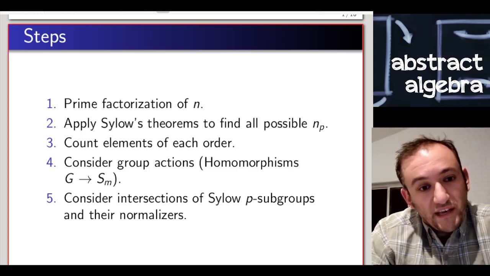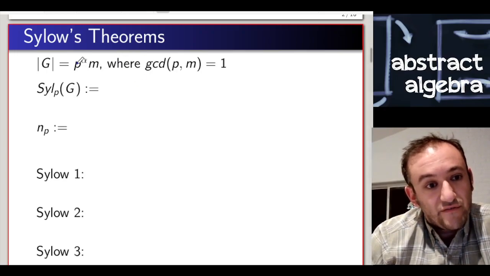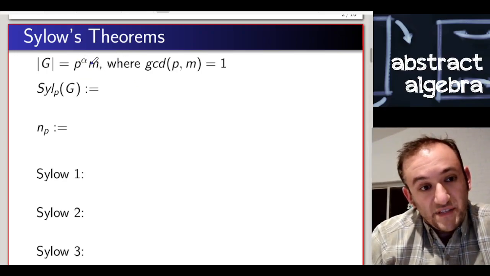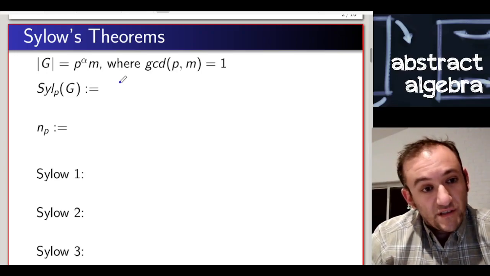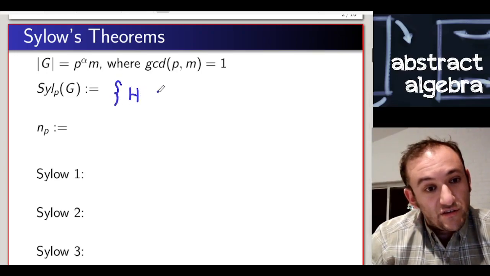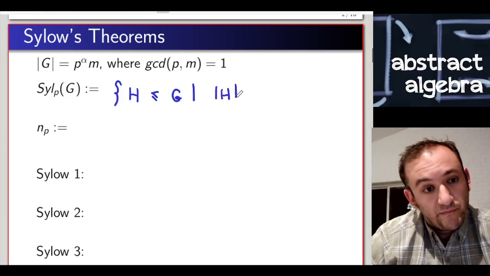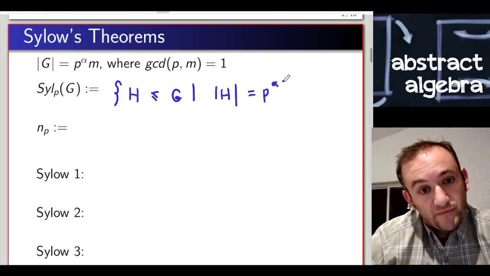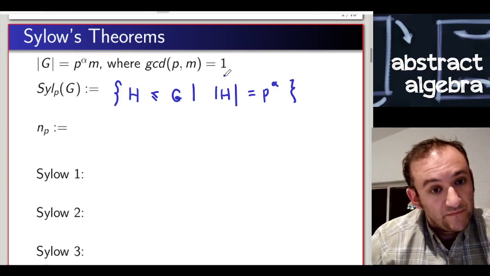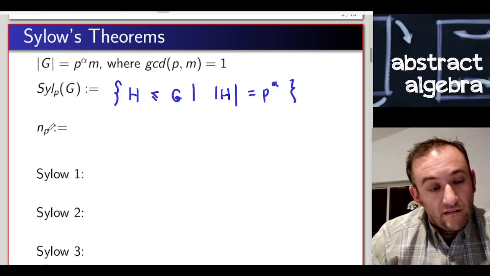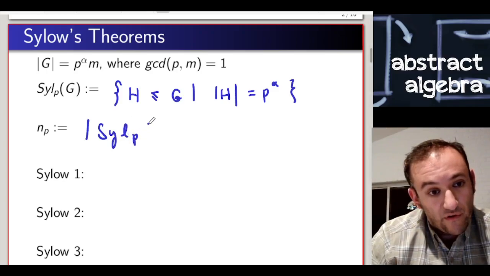For step 2, we want to apply Sylow's theorems, so let's review those. Sylow's theorems apply to a case where the order of the group is equal to a power of p times m, where m is relatively prime to p. Then the set of Sylow p subgroups is the set of subgroups H of G such that the order of H is equal to p to the alpha, so it's that highest power of p that appears in the factorization of the order of G. And the number NP denotes the size of the set of Sylow subgroups for the prime p.